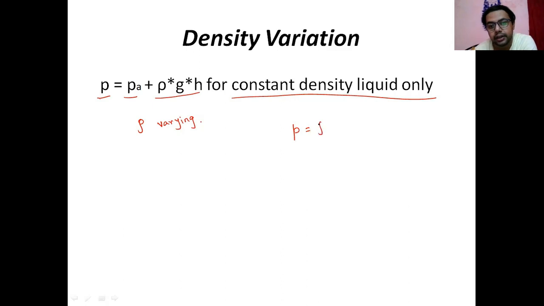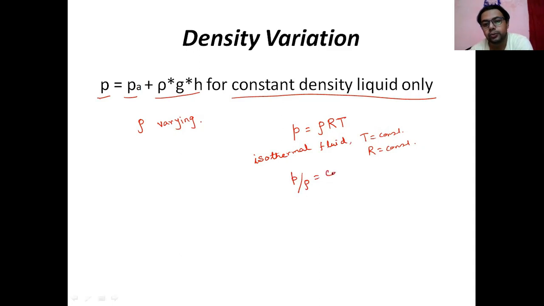ideal gas equation of state formula, if you remember, P equals rho R T. So you consider isothermal fluid. For isothermal fluid, T is constant and R is constant. R is the characteristic gas constant, so it's also constant. So P is linearly varying with rho. That is the case of the isothermal fluid.